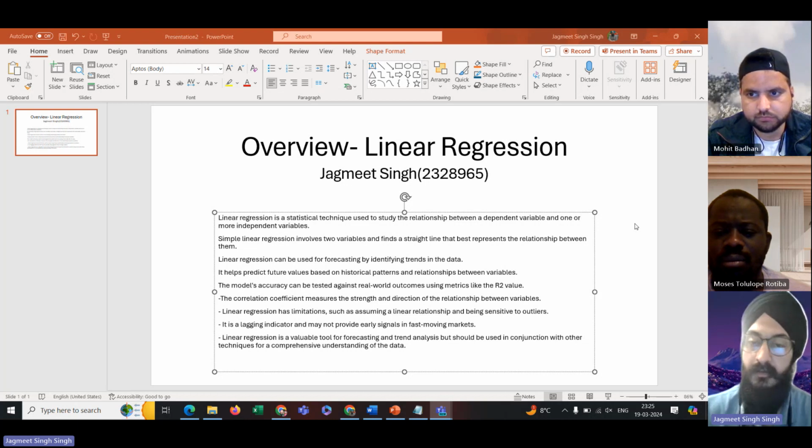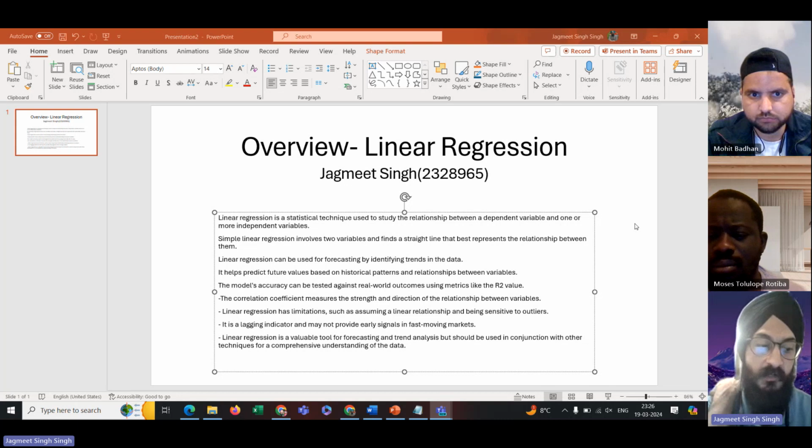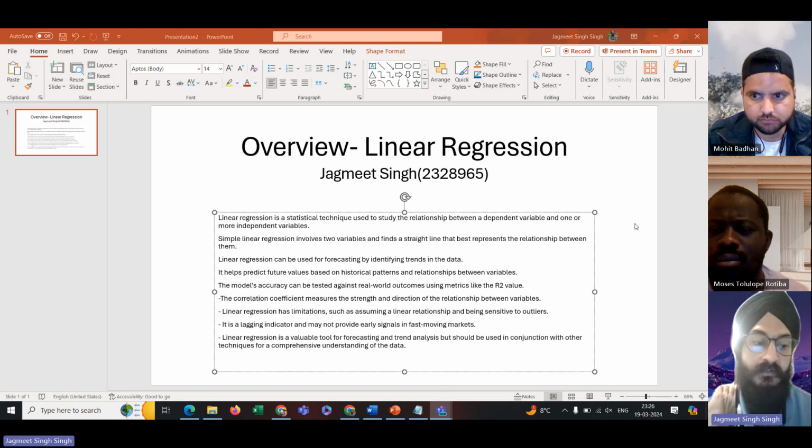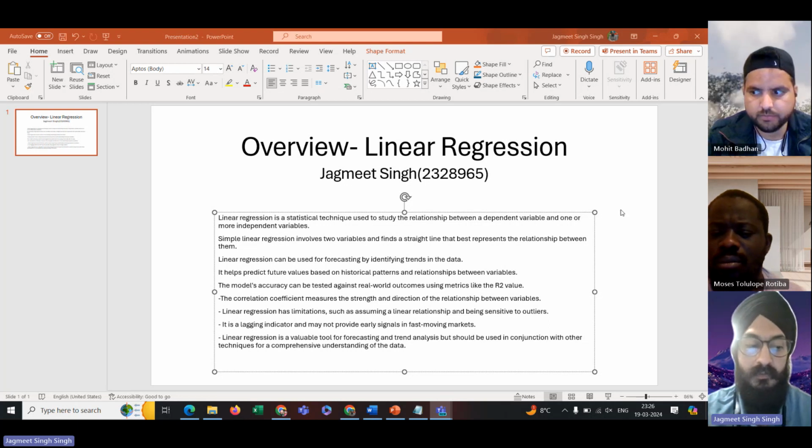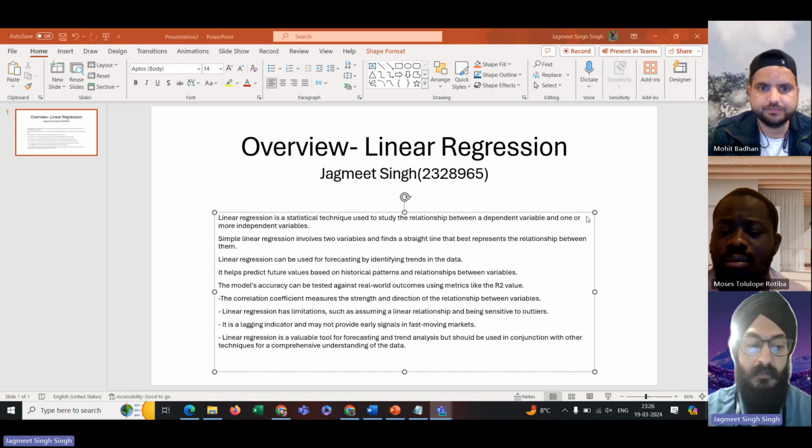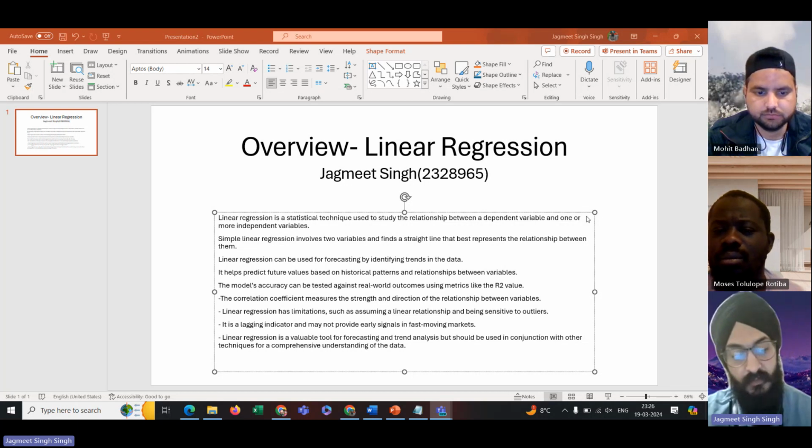So the analysis is a little weak. So we predicted a little weak information. Like that, the correlation coefficient is another important measure in linear regression. It tells about the strength and direction of the relationship between variables. Positive correlation means variables move in the same direction, like when studying more leads to higher exam scores. A negative correlation means the variables move in the opposite direction.